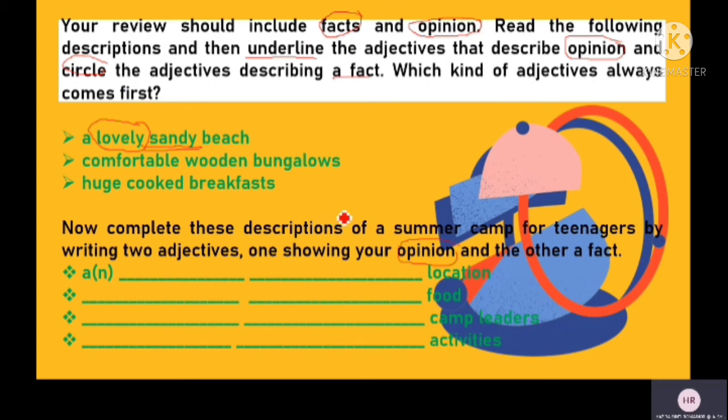So they give you the noun, their location, food. Okay, next one are camp leaders and maybe activities. So how to do it? Okay, I'll show you. Alright, we try to do which one first? Just now we talk about beach, it shows a location. Alright, now we try to complete this one, how you want to describe the team leader. This is a person to give your opinion and fact as well. Alright, maybe you can say that opinion, my opinion about the camp leaders. Alright, maybe I can say, okay, I can put this word.